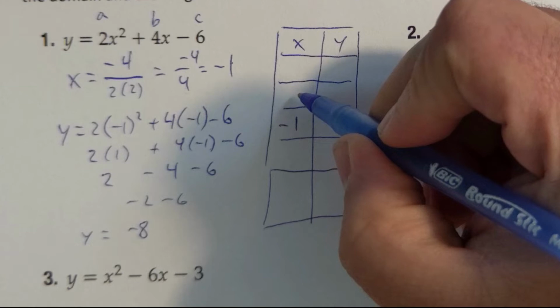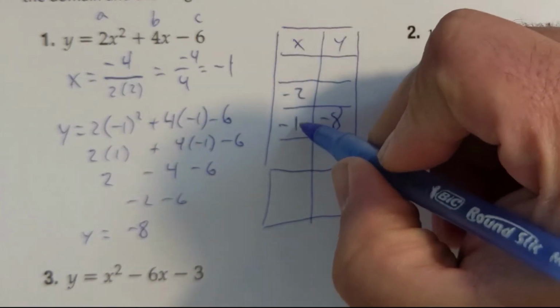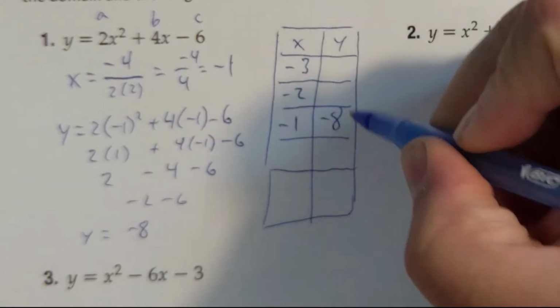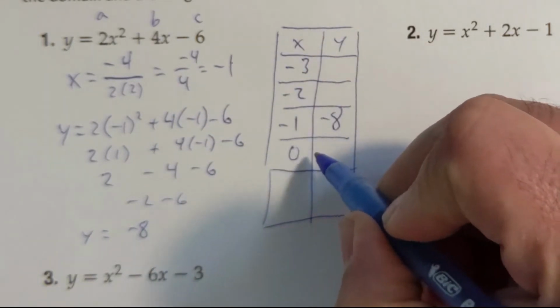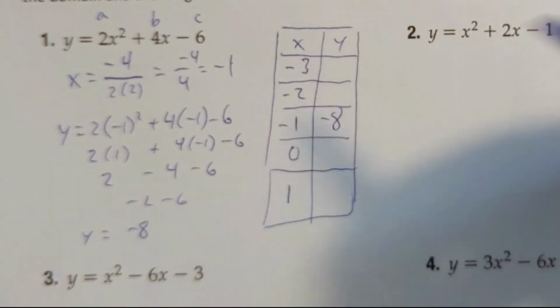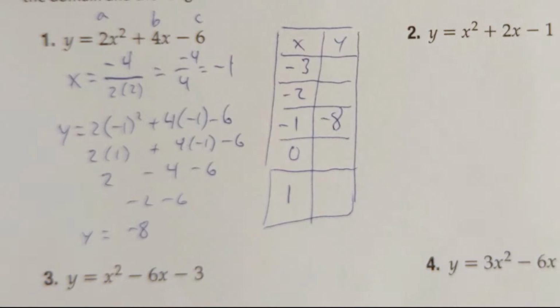So if you subtract 1, negative 2. If you get this and you subtract 2 from it, you're going to be at negative 3. If you add 1, you're at 0. And if you add 2, you'd be at positive 1. Now you have all the x values that you want to use for substitution.